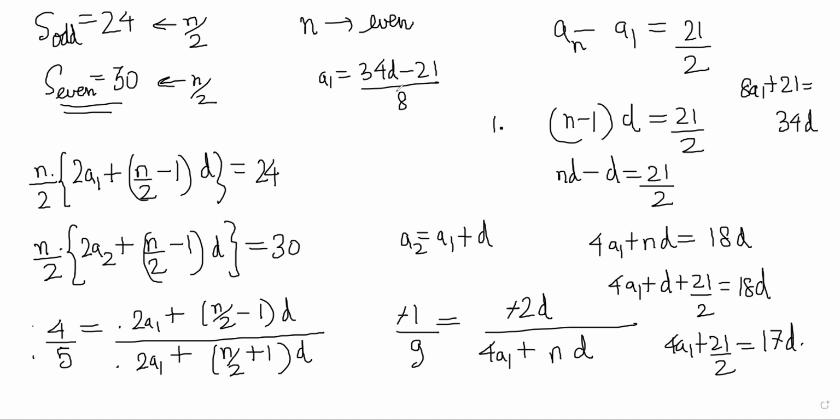And using this information in this equation, for example, you will get n by 2 times 2a1, which will be 34d minus 21 by 4, plus n by 2 minus 1 into d, equal to 24. Still, you are getting d left over. Okay, one second. Let's just write the terms.